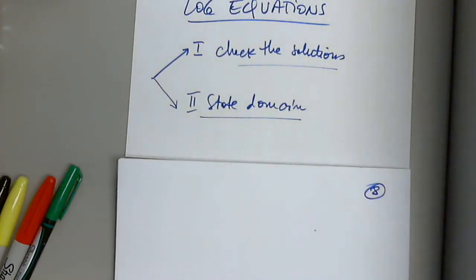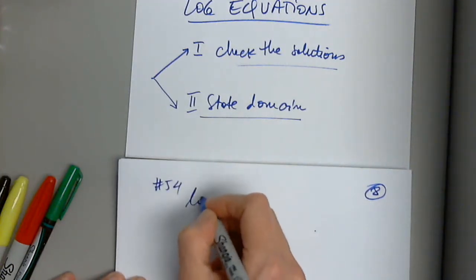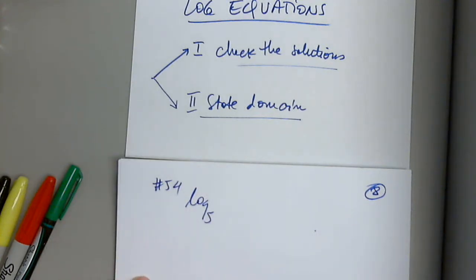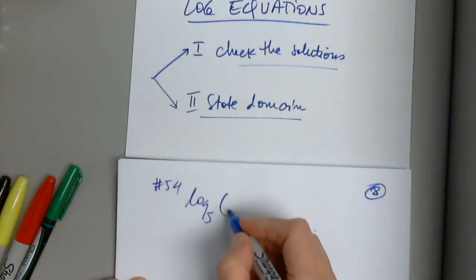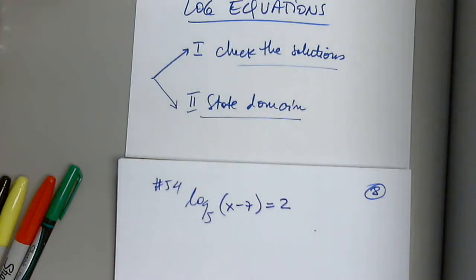So here's our first log equation on page 515. Let's say 54. Log base 5 of x minus 7 equals 2. Okay, first question for you. Where is the domain of this function? What do I have to write in order to find the domain of this function?